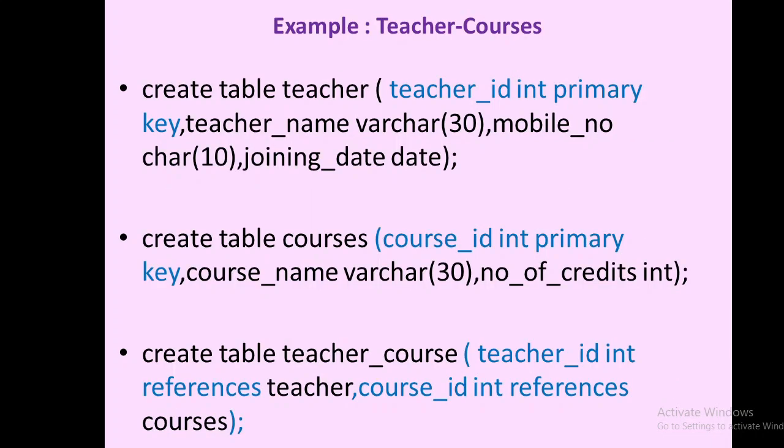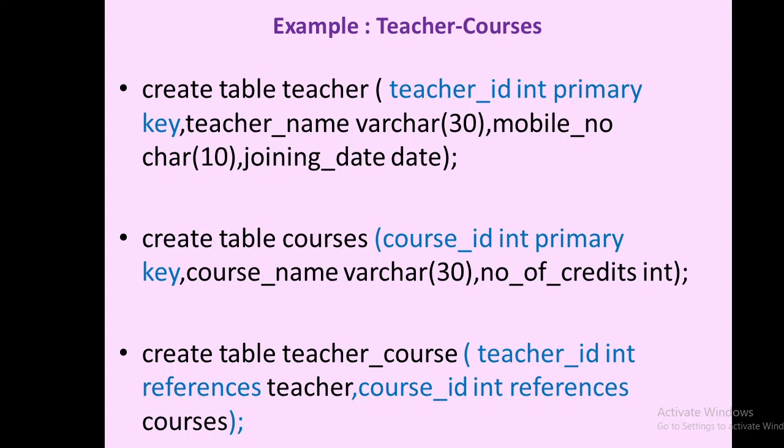Consider practical example of many-to-many relationship where teacher and courses are the two entities and these are related with many-to-many relationship. So we have created here the tables as create table teacher. The fields of this table are teacher ID as primary key, teacher name, mobile number and joining date. Second table is courses with the fields course ID as primary key, course name and number of credits. These are the three attributes.